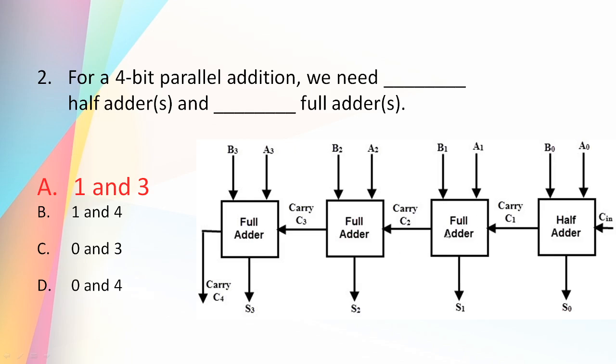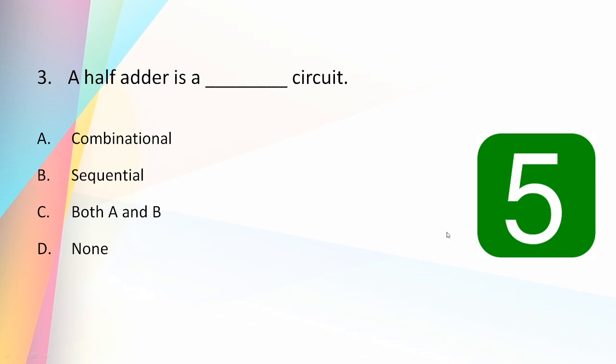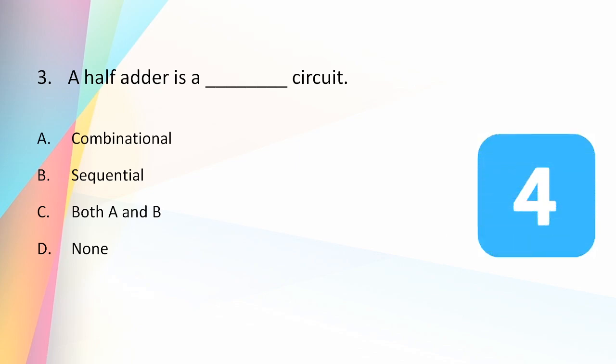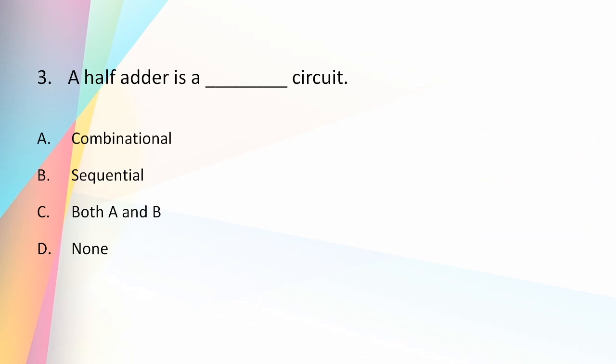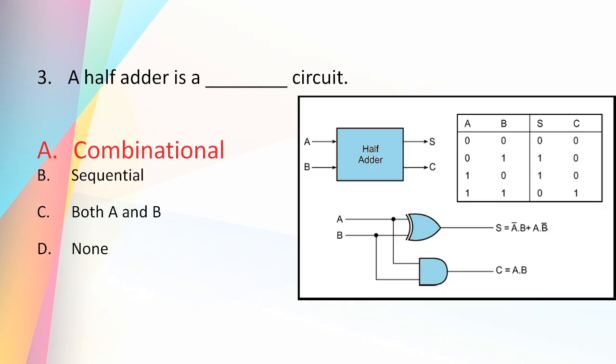A half adder is a dash circuit: combinational, sequential, both A and B, none. And the answer is combinational circuit. As the half adder has no memory, it is simply a combinational circuit. That is, it produces an output based on the combinations of the input available. So half adder is a combinational circuit.